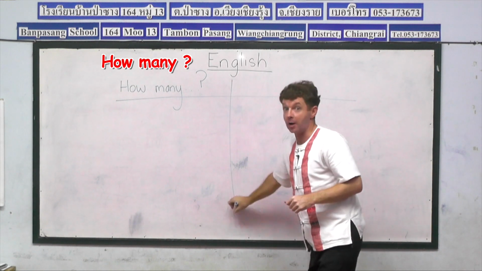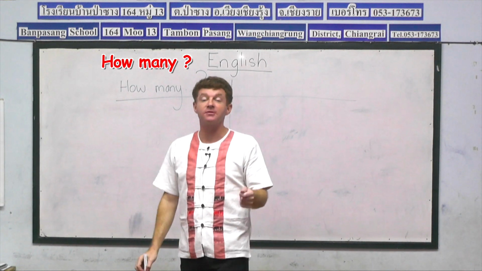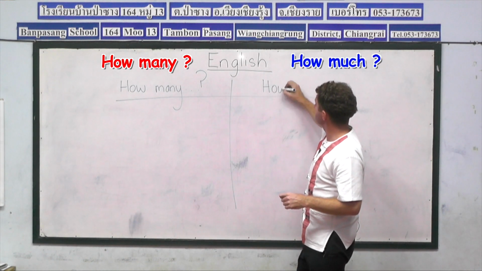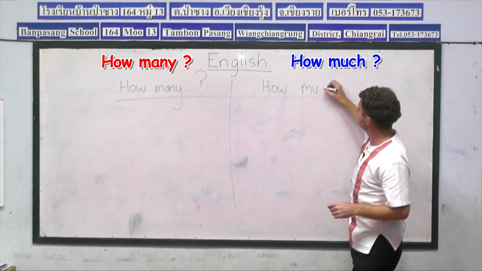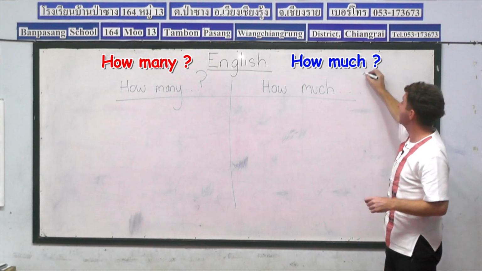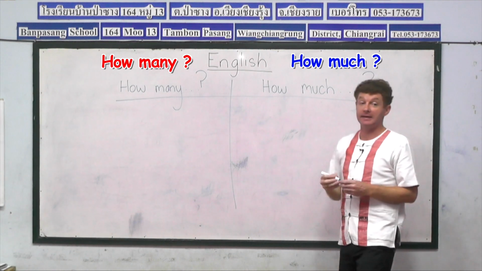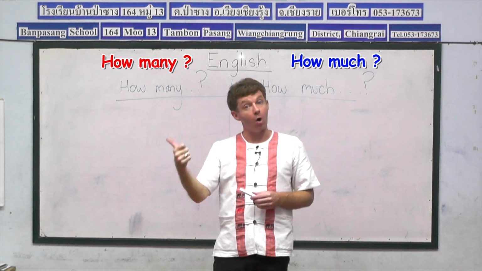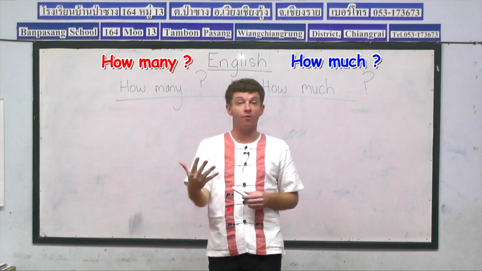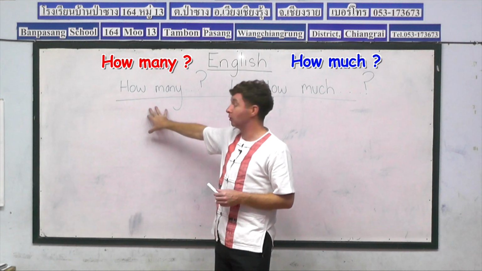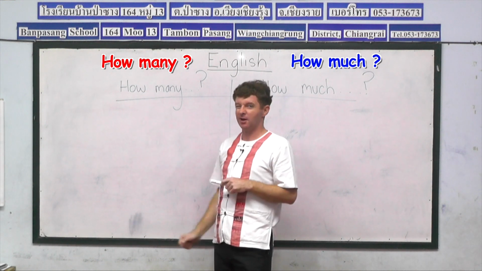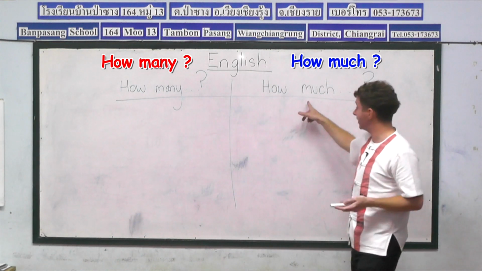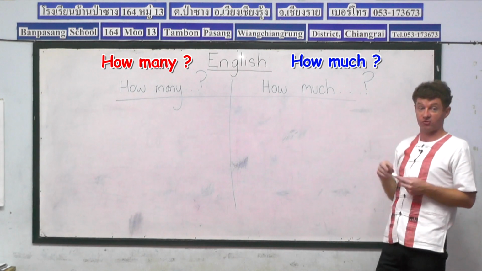And the next one that we had for uncountable nouns, how much? Yes. H-O-W-M-U-C-H. Excellent. So we have how many. How many we use with objects that we can count. 1, 2, 3, 4, 5. The question we use for countable nouns, how many? But for nouns that we can't count, we can't use how many. We have to use the other question form, how much?